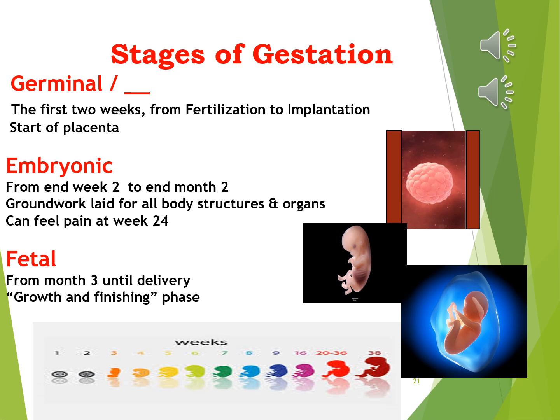First 2 weeks from fertilization to implantation of that fertilized egg. The placenta is going to start to form. Next stage, embryonic. Conveniently, if you're trying to learn this, stage 2 is end of week 2 to end of month 2. So a whole lot of 2s. So now you're laying the groundwork for the rudimentary structures and organs.